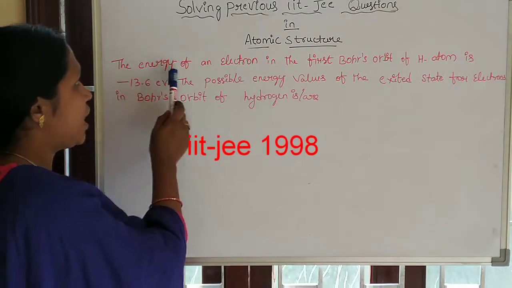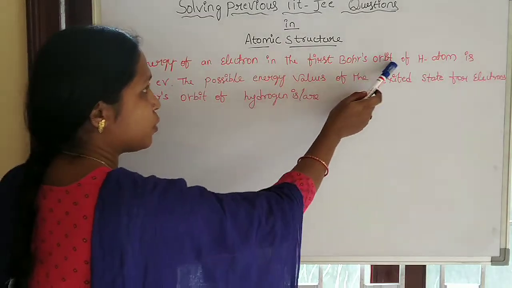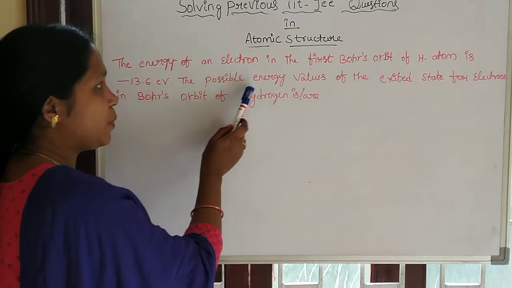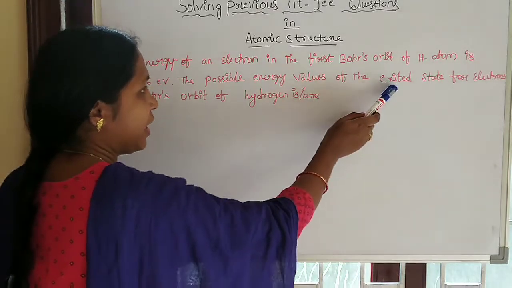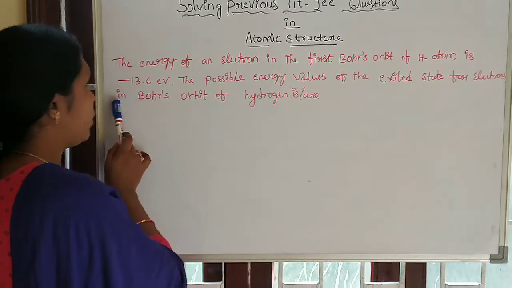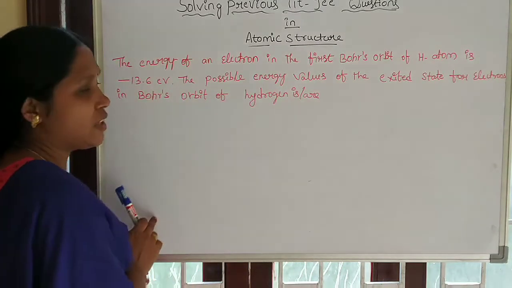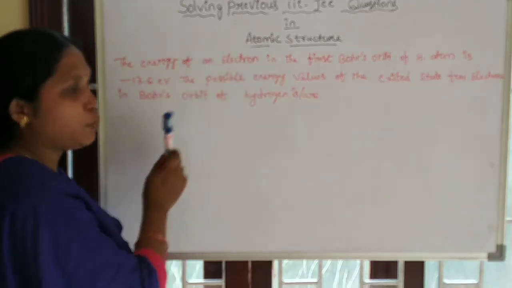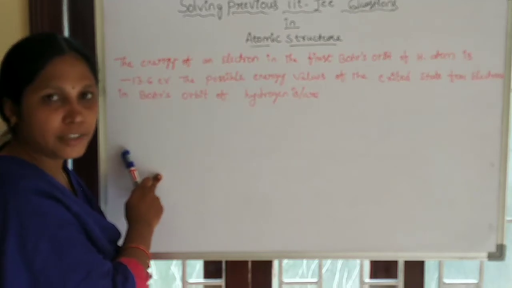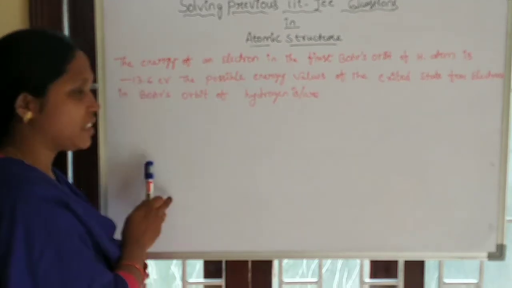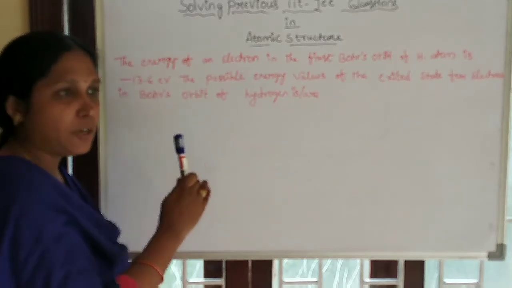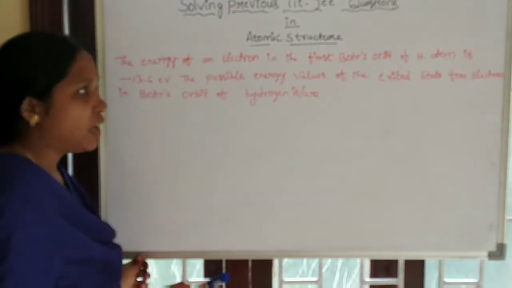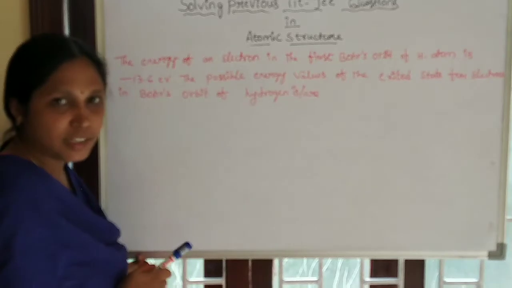See the next one. The energy of an electron in the first Bohr's orbit of hydrogen atom is minus 13.6 eV. What are the possible energy values of the excited states for an electron in Bohr's orbit of hydrogen? Okay, what is given? The energy of the first Bohr orbit of hydrogen atom is minus 13.6 eV. Then what is asked: if an electron is jumped from that energy level to an excited state, what are the possible energies of those excited states?